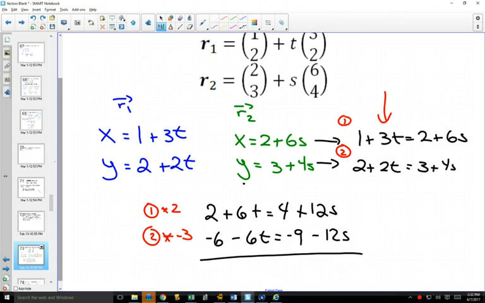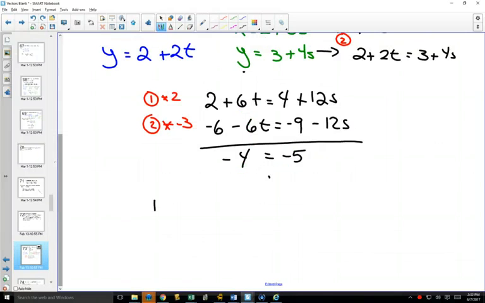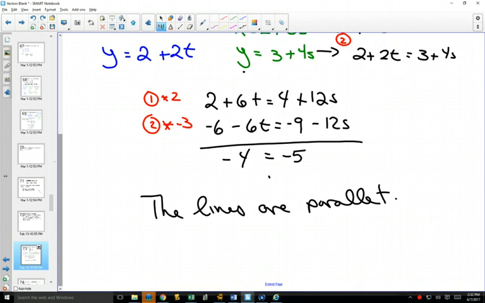And when I add these equations together, sure enough, my t's go away, which is what I wanted, and I just have negative 4 on the left-hand side. But unfortunately, my s's also went away, and I get a statement that's not true. Negative 4 is not equal to negative 5, last time I checked. And so, in this case, we know that the lines are parallel.